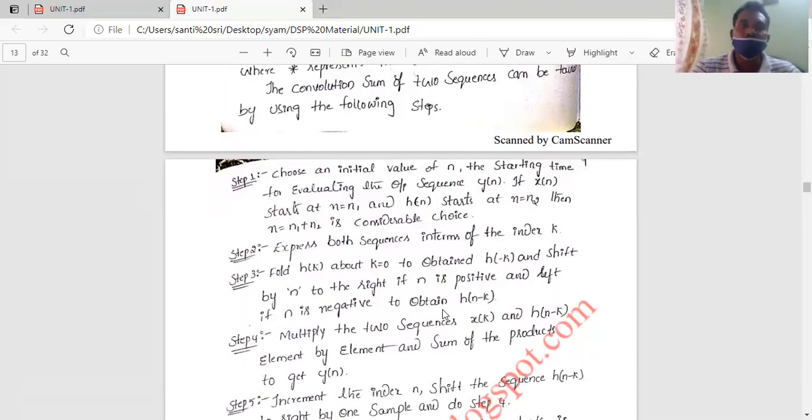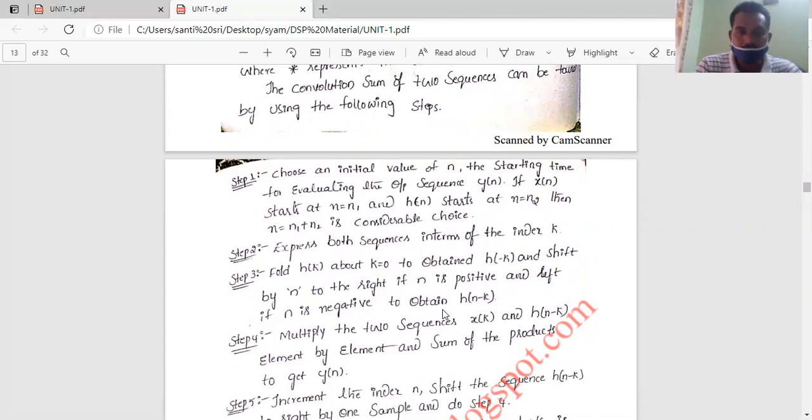Next, step 2 is to express both sequences in terms of index k. So instead of n, we replace n by k. Step 3 is to hold h of k about k equal to 0 to obtain h of minus k, and shift by n to the right if n is positive, and shift by n to the left if n is negative, to obtain h of n minus k. That is nothing but the straightforward method. By using the straightforward method, we can get any value, whether it is h of minus k, h of 1 minus k, h of 2 minus k, h of minus 1 minus k, or minus 2 minus k, like that.